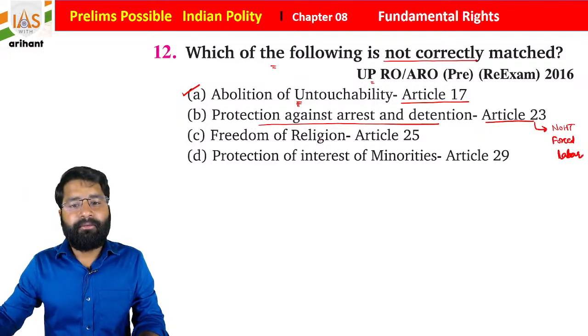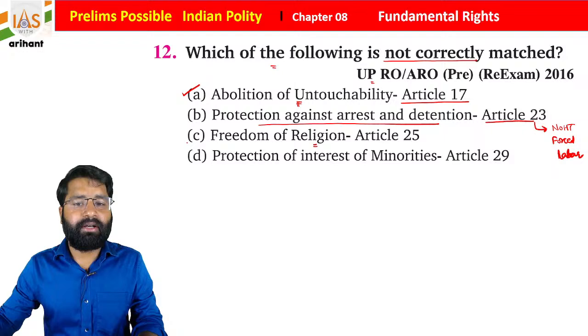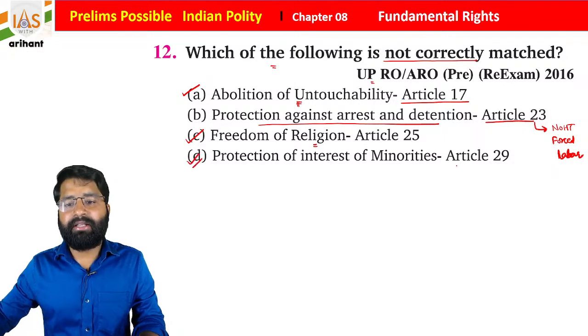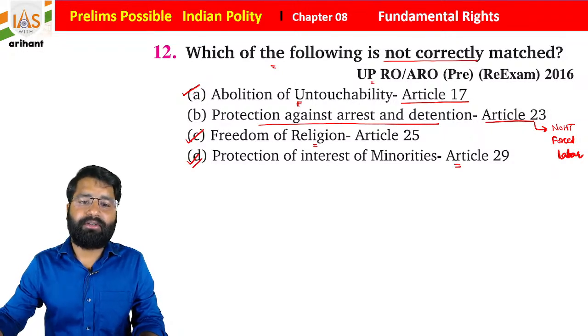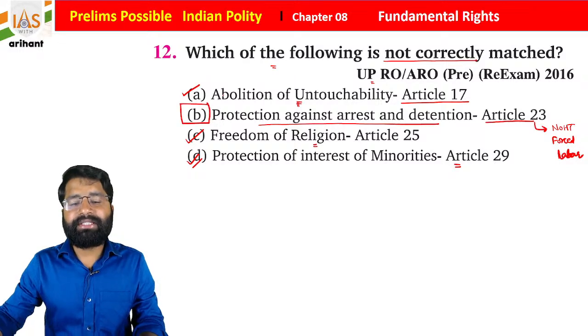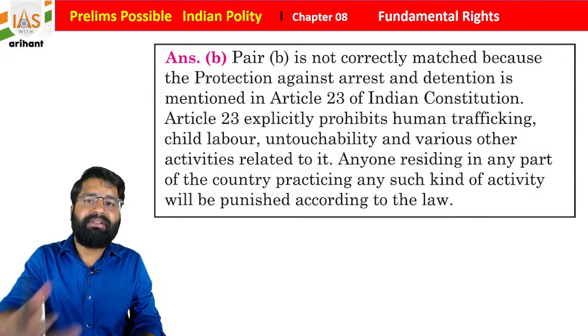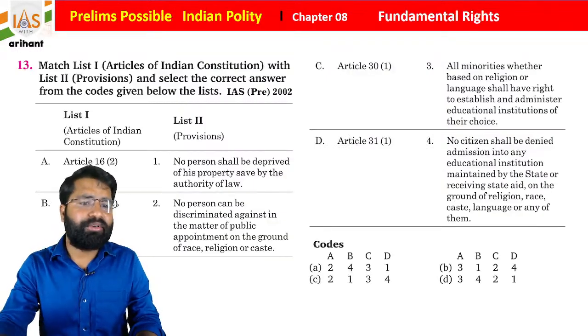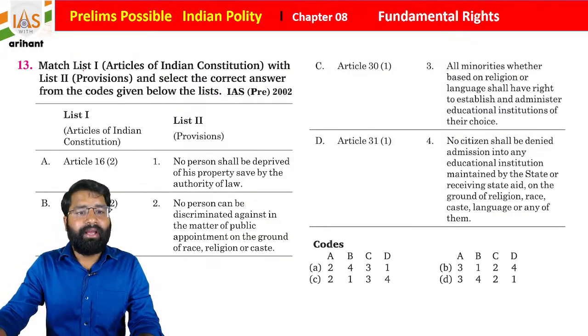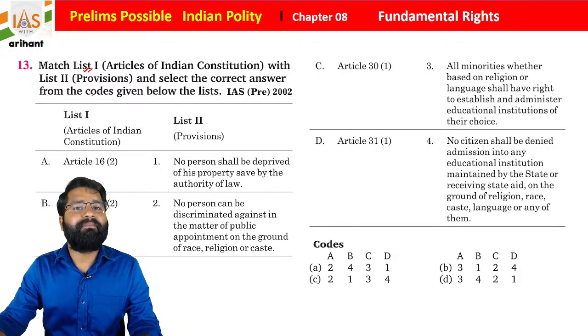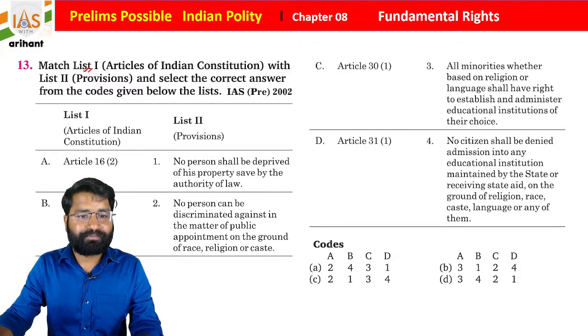Okay, freedom of religion under Article 25 is also correct. Protection of the interest of minorities under Article 29 is correct. So what you see is that statement B is incorrect for the same students. I already gave an explanation, so I'm not going to read it once again. Okay, and you have to once again match list 1 with list 2.